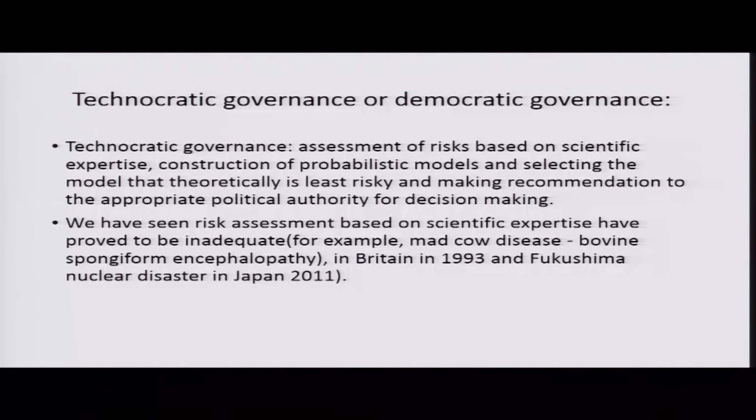But we have seen that risk assessment based on scientific expertise or probabilistic models has proved to be inadequate. For example, the mad cow disease, or bovine spongiform encephalopathy, that broke out in Britain in 1993 was actually based on scientific advice that certain feed supplements can be given to the cows. But after feeding the cows with these supplements, they developed neurological problems and many cattle died. The other example is the Fukushima nuclear disaster in Japan in 2011. These nuclear plants were built on the basis of a lot of exercise regarding safety tests. And of course, nobody predicted that there could be a tsunami which would affect the plants in a very, very serious way.